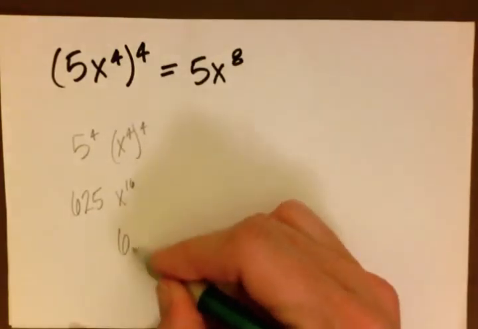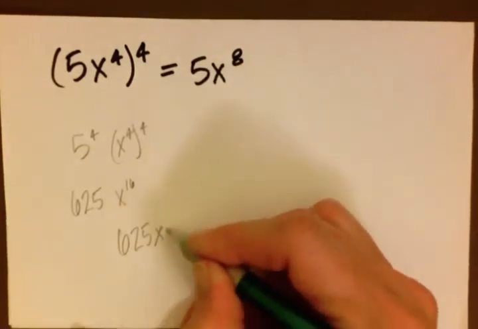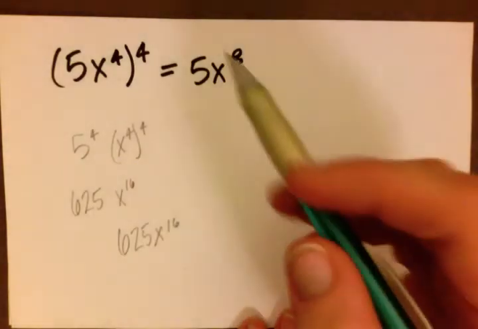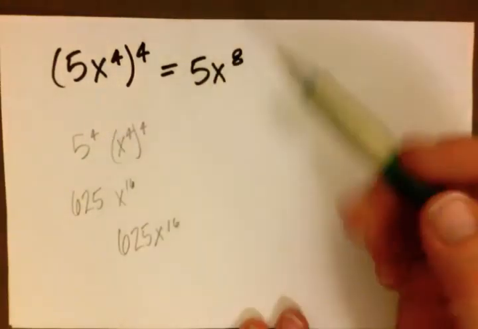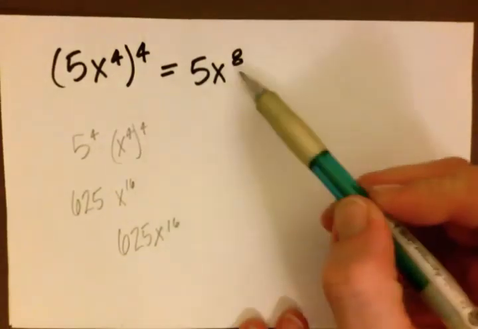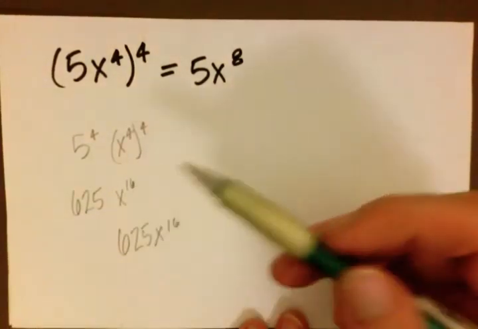The answer is 625x to the 16th. And the errors again are: the 5 did not get raised to the fourth power, and x to the fourth raised to the fourth, those two numbers were added together instead of being multiplied.